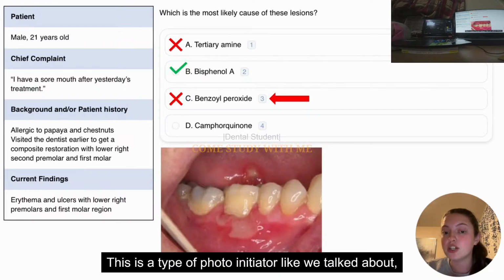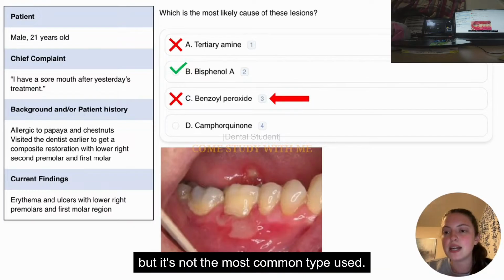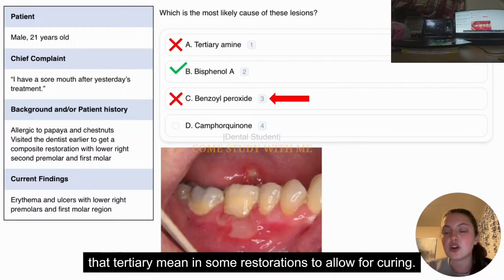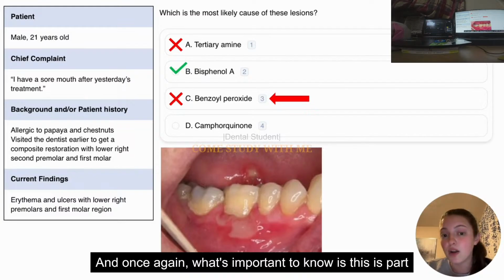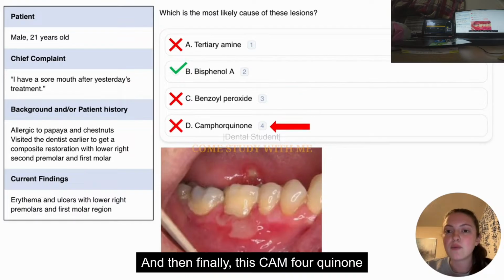Next is benzoyl peroxide. This is a type of photoinitiator, like we talked about, and it's used in certain composite restorations, but it's not the most common type used. This is what's combined with that tertiary amine in some restorations to allow for curing. And once again, what's important to know is this is part of composite and it's not associated with an allergic reaction.